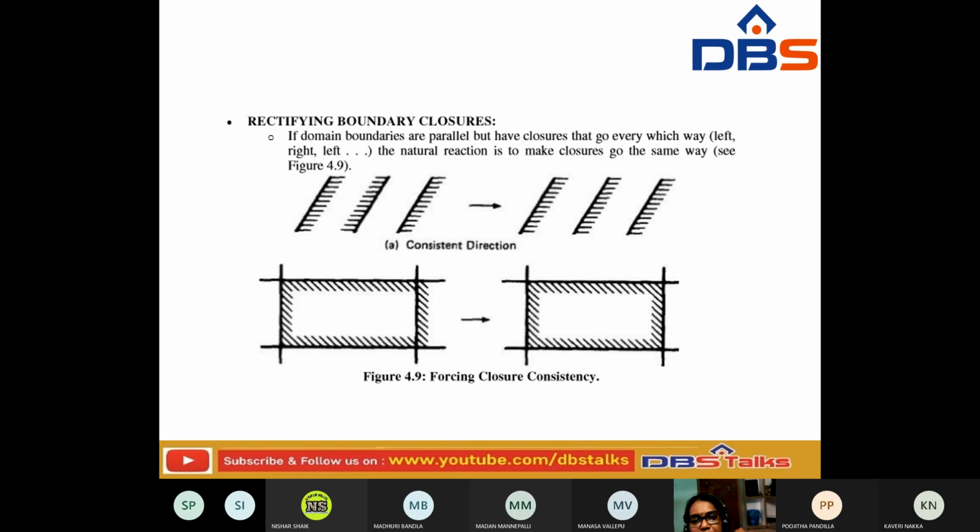See, if these are the boundary closures, the domain boundaries are parallel but have closures that go every which way, left, right, just like that. The natural reaction is to make the closures go the same way. See, this is consistent direction. First one is the consistent direction, and next one is forcing closure consistency. If you have observed this one, this is having some consistent rule. This is to be forced to be like that. Suppose the domain boundaries are parallel like this, we are having closures that go every which way, and the natural reaction is to make the closures go the same way.